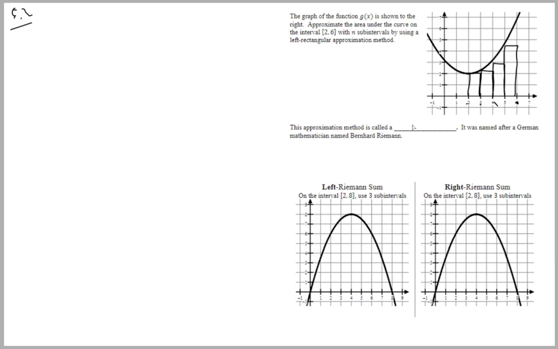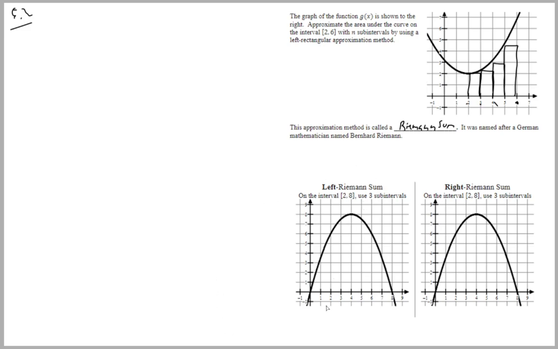The approximation method is called a Riemann sum. It was named after a German mathematician named Bernhard Riemann.